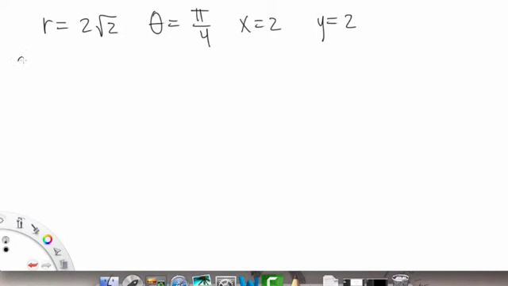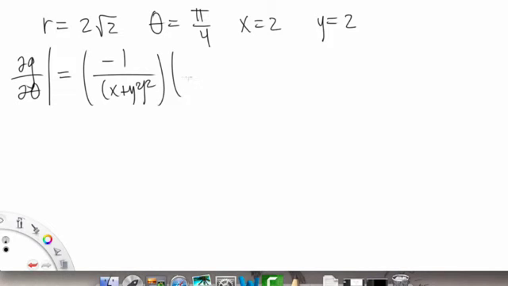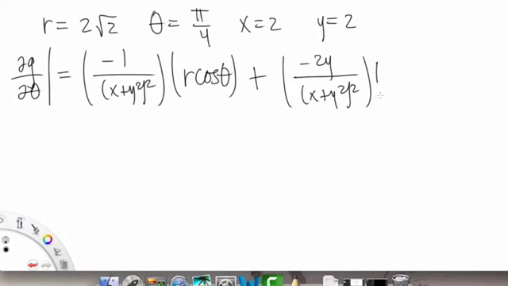So now all we have to do is plug in all of the values that we have obtained. So r is equal to 2 radical 2, theta is equal to pi over 4, x is equal to 2, and y is also equal to 2. And our formula that we have found is that dg d theta is equal to negative 1 over x plus y squared, multiplied times an r cosine theta, plus a negative 2y over our x plus y squared quantity squared times a negative r sine theta, okay?